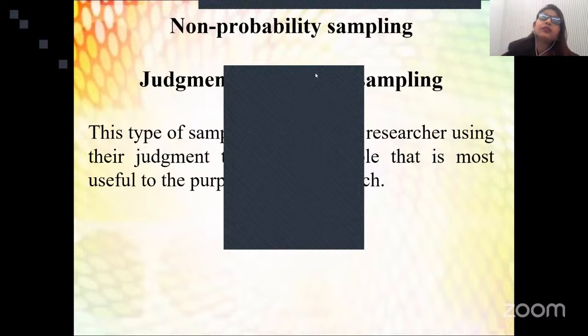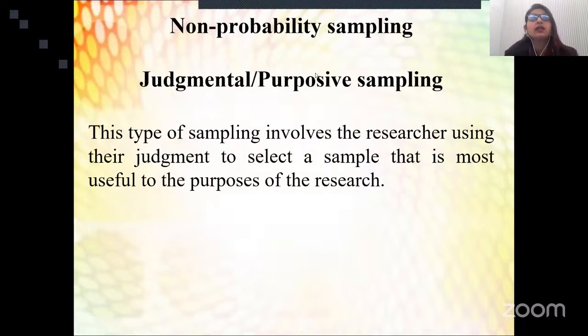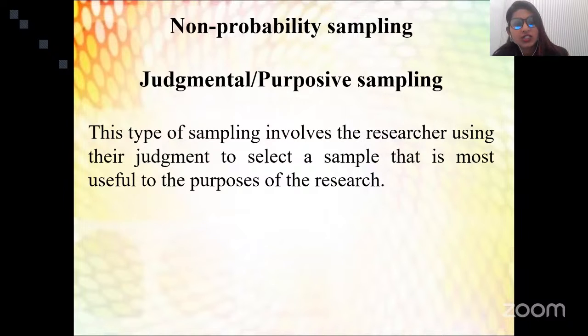Okay, let's start with non-probability sampling technique. Non-probability sampling technique is when your population is infinite in number, and when you are not providing equal chance to each and every element of the population to come under your study. That is called non-probability sampling technique. So the very first technique is judgmental sampling. This is also known as purposive sampling technique, right?